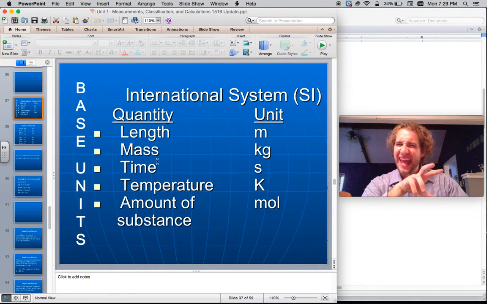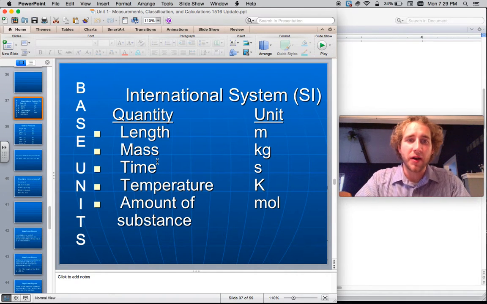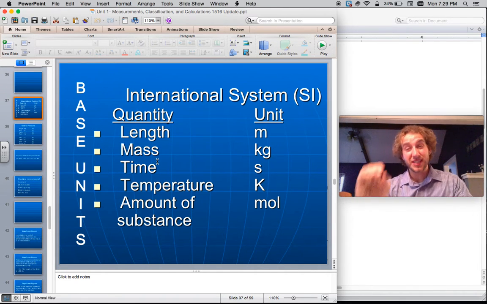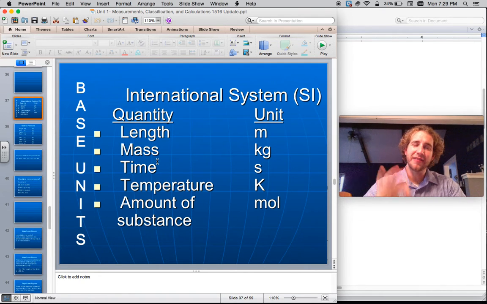Temperature gets this little K, which stands for Kelvin. Not Calvin, Kelvin. Lord Kelvin worked a lot with temperature. And what's nice about temperature is Kelvin starts at zero, absolute zero. You can never go negative Kelvin.